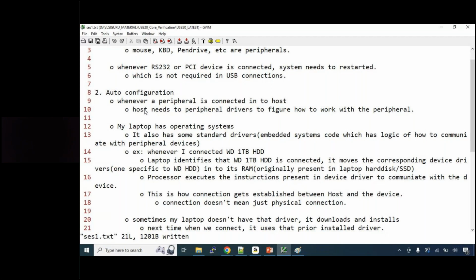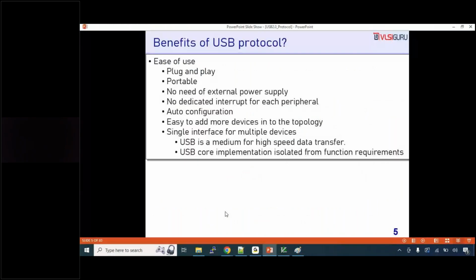Did everyone understand what is meant by auto configuration here? Yes. How about others? I get only one reply from so many people. Yes, sir. Yes, I got it. Okay, fine. So this is what is meant by auto configuration. So the point is what? Any questions?